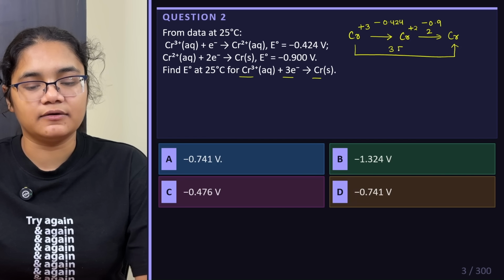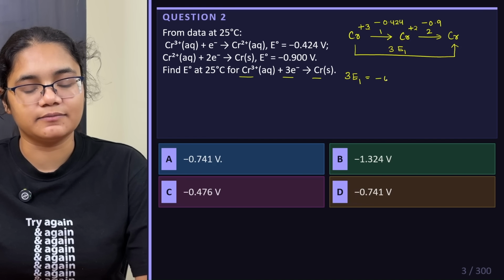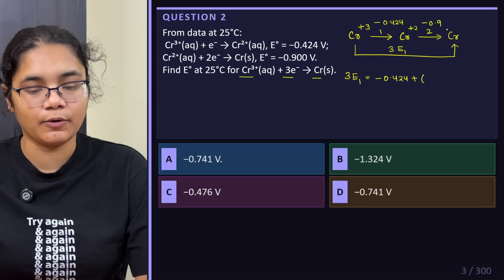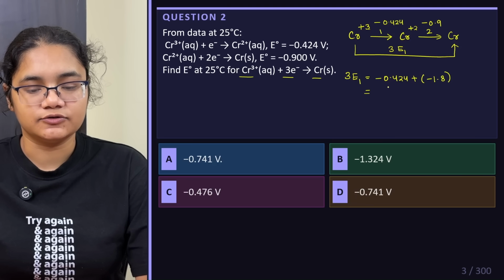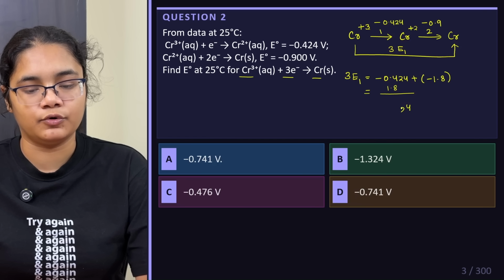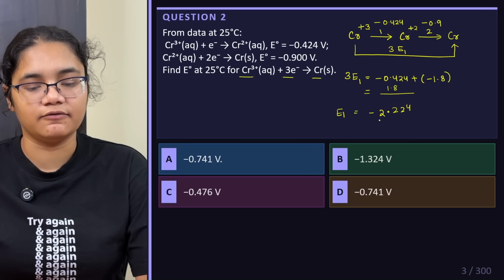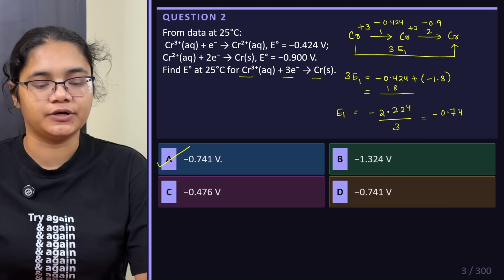Now what you have to do, let this one be E1, so 3E1 is equal to, here the number of electrons is 1, plus 2, so 1 into this much, so that is minus 0.424 plus 2 into 0.9, that is minus 1.8. Now if I add these two, how much will I get? So I'll just add here. I will have 2.224 is equal to 3E1. Now if I divide this one, you will get minus 0.741, which is option number A here.